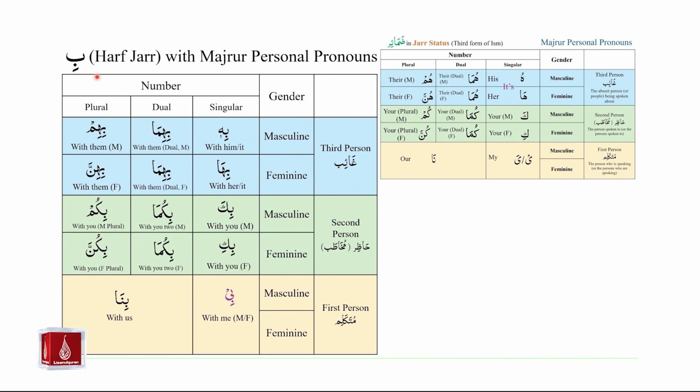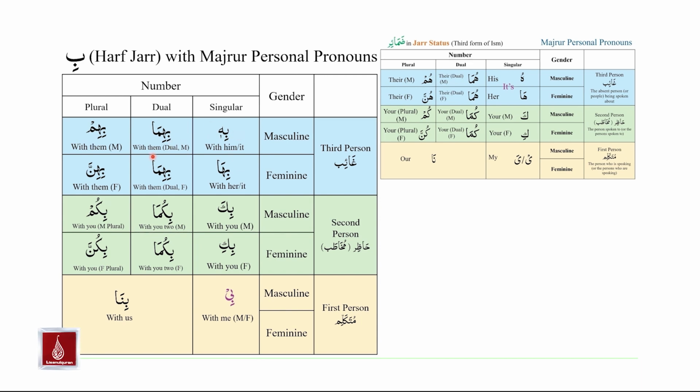Let us do some practice and use ba harf jar with majrur personal pronouns. Here we see that since we are using majrur personal pronouns, all of them are appearing as attached personal pronouns. We will start with bihi, which means with him or with it. Please note that in this case, we could have written bihu following this chart, but as we studied previously, if hu is preceded by zair, then we will not say bihu, but we will write it and pronounce it as bihi, with ha having a vertical zair underneath it.